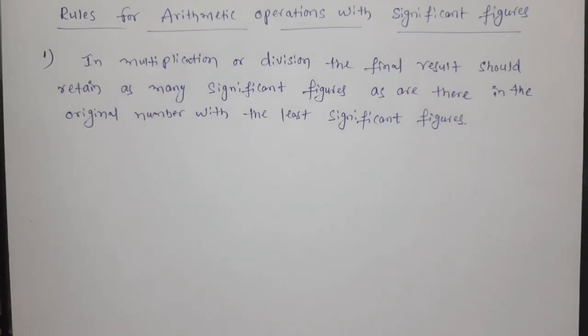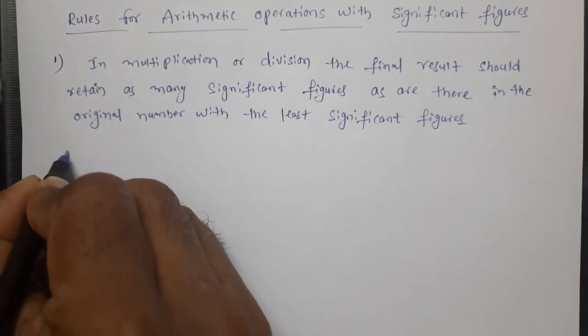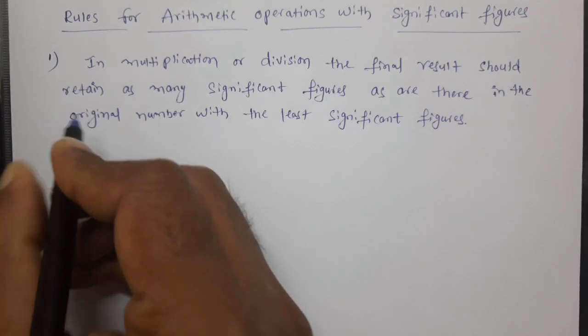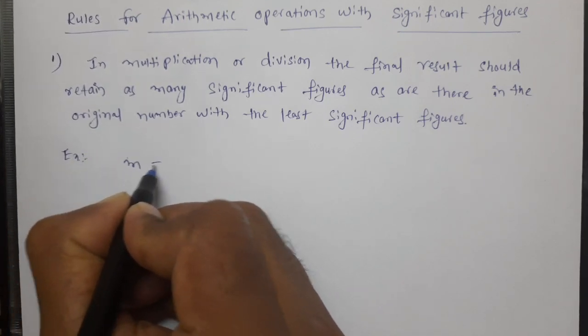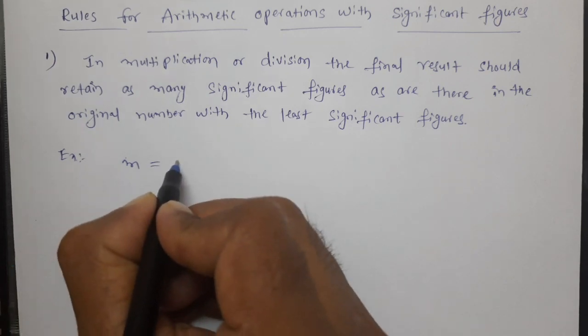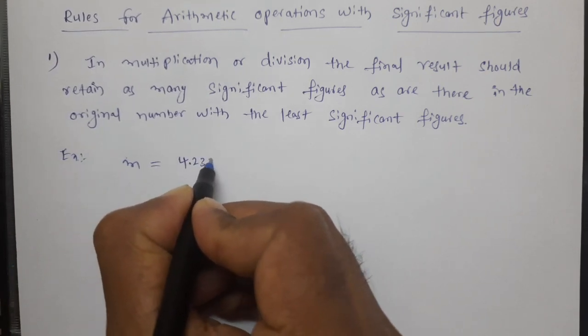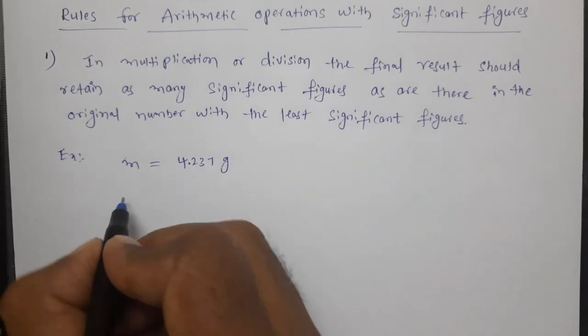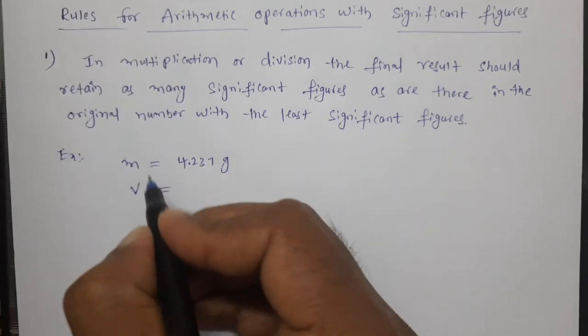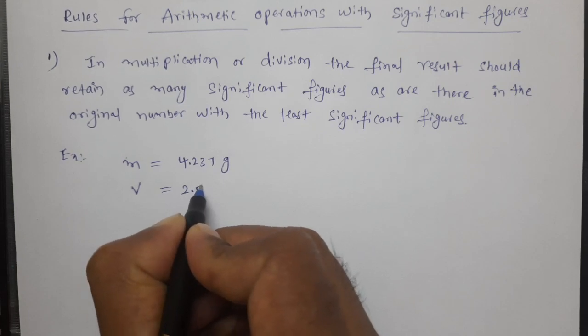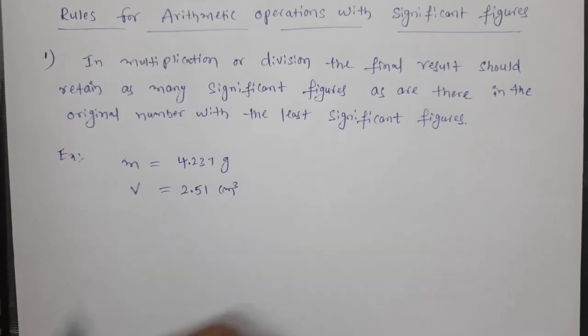In multiplication or division, the final result should retain as many significant figures as are there in the original number with the least significant figures. That means, suppose we have two numbers. Let us take an example. The mass of an object is measured as 4.237 grams and the volume of the object, let's say, 2.51 centimeter cube.